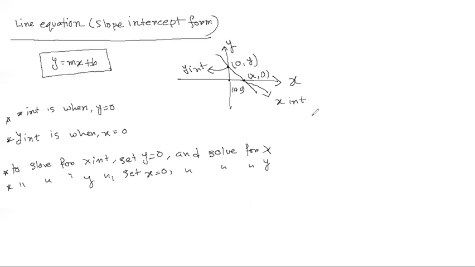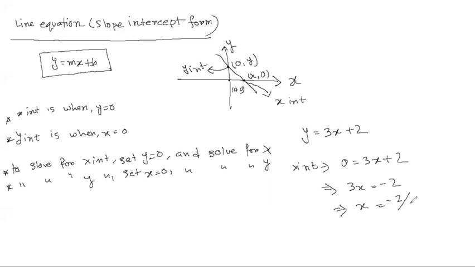Let's see an example of that. For example, we have an equation of a straight line. I'll get into more details on that later, but I'm just showing how to solve for the x-intercept and y-intercept. So for example, y equals 3x plus 2. To solve for the x-intercept, set y equal to 0, so 0 equals 3x plus 2, and then solve for x. So 3x is negative 2, and x is negative 2 over 3. This is our x-intercept.